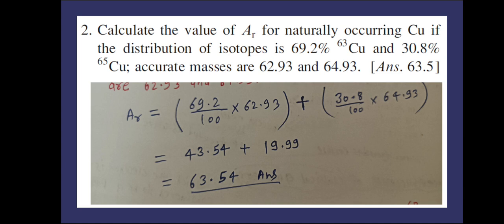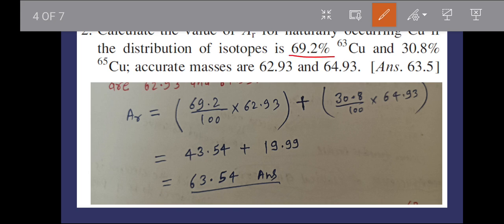Now coming to the second question: calculate the value of relative atomic mass for naturally occurring copper if the distribution of isotopes is 69.2% for 63 copper, 30.8% for 65 copper. Accurate masses are given. This will be given most of the time. Now what is the relative atomic mass? You do the same: natural abundance of 63 copper and accurate mass, you multiply them, then add with the other isotope's natural abundance and accurate mass, and you will get the answer.